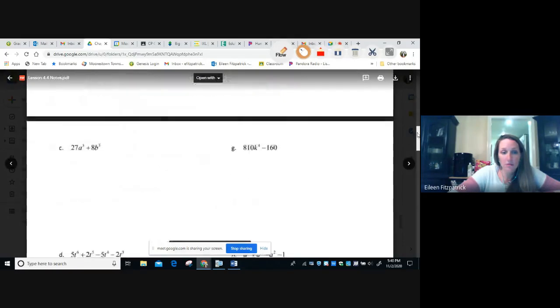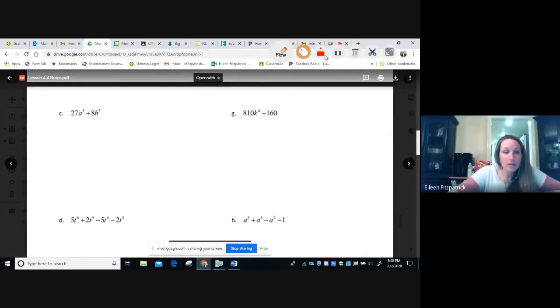Okay, so let me scroll back down. Well, it's not a difference of squares because first off, difference means subtraction. It's not even subtraction, and they're not square terms. But is it a sum of cubes? It is a sum of cubes. The first term is a perfect cube, and the last term is a perfect cube. So ask yourself what number cubed equals 27, and that's a 3.